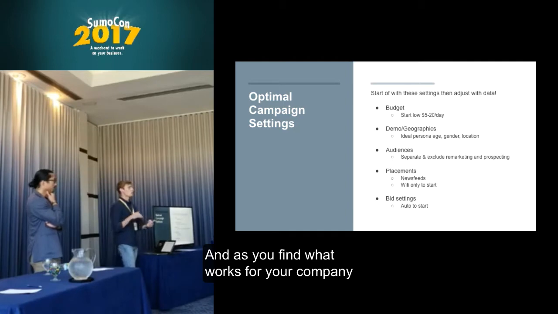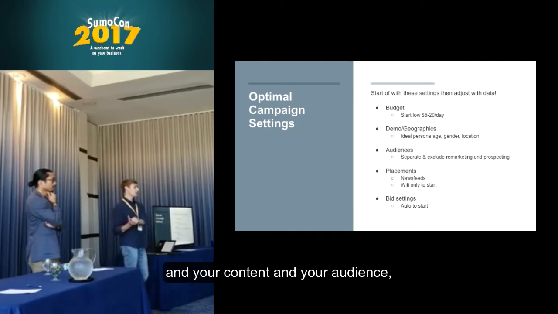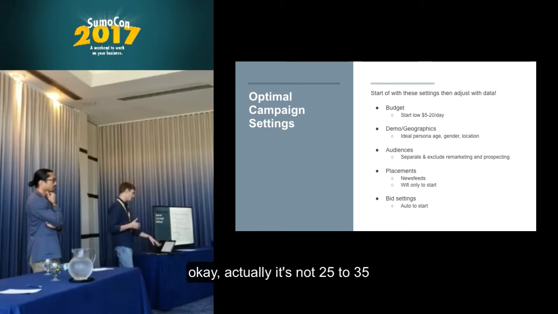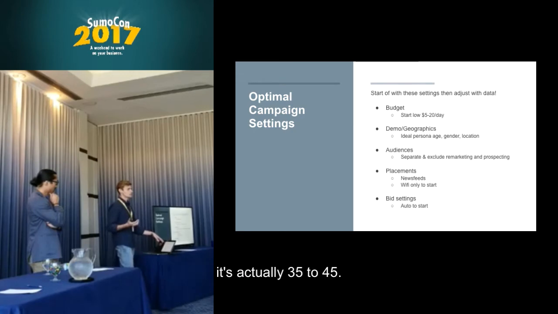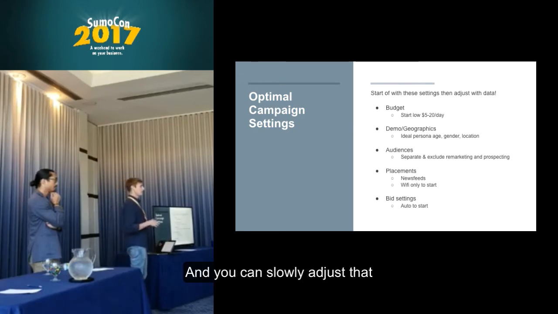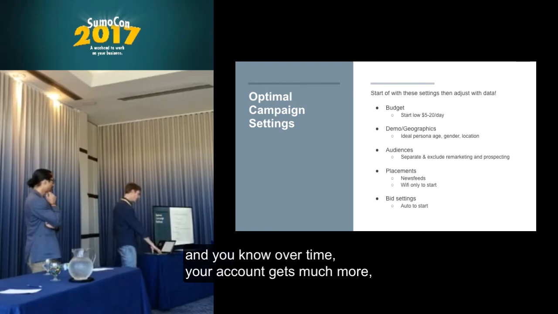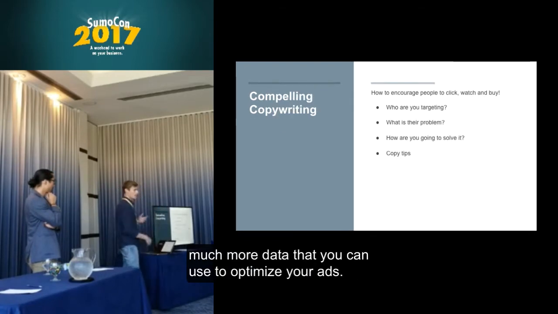And as you find what works for your company and your content and your audience, you can slowly adjust that. You'll be like, okay, actually, it's not 25 to 35 that are my best converting audience, it's actually 35 to 45. And you can slowly adjust as you find that information. Over time, your account gets much more data that you can use to optimize your ads.